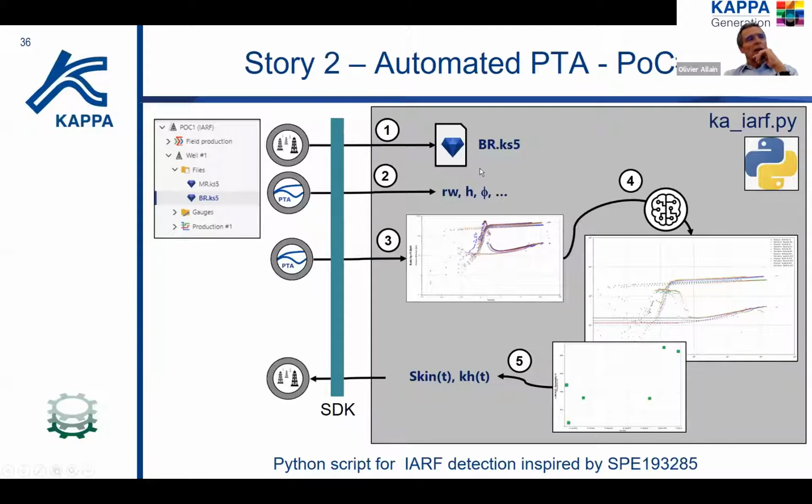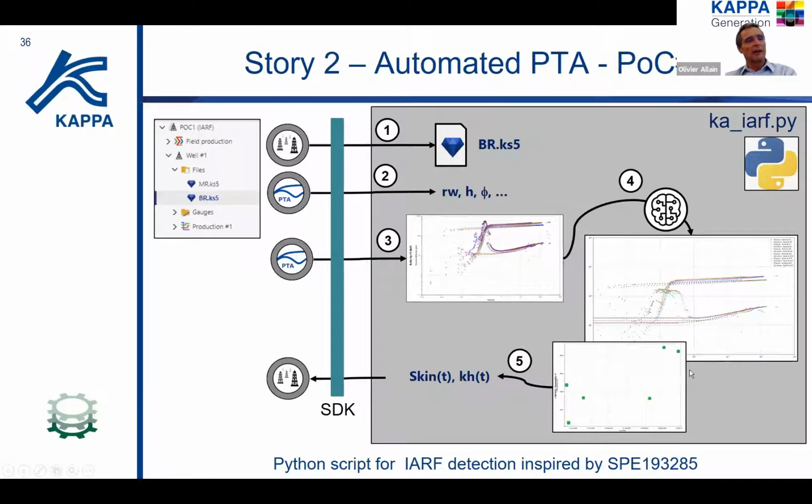We use the Sapphire application on the backend to extract from this document test parameters, so rw, h, porosity, and so forth. We also ask the Sapphire instance to provide the log. Then from those logs, we do processing, which is essentially to look for infinite acting radial flow. It could be other flow regimes. The whole workflow was inspired by a paper by ExxonMobil a couple of years ago.